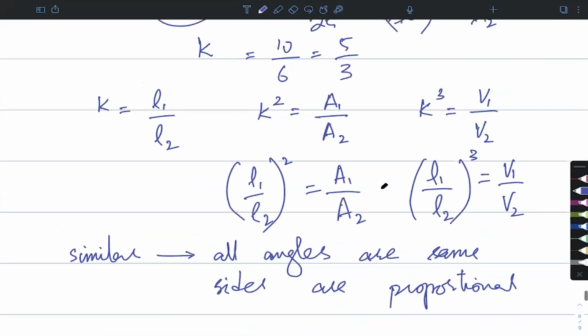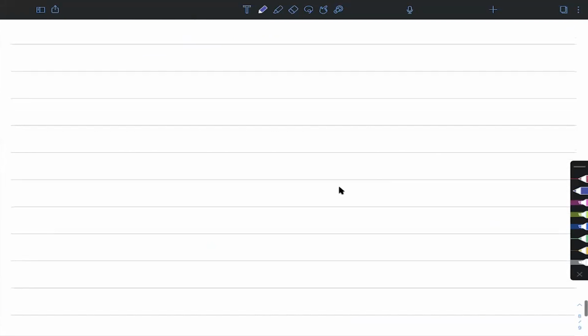Okay, great. Now that was similar shapes. And that's all you need to know about them.